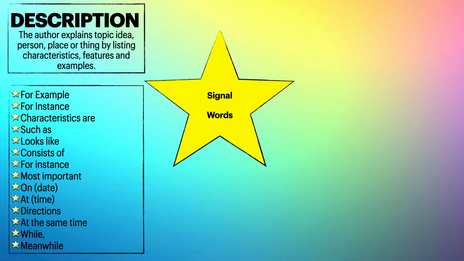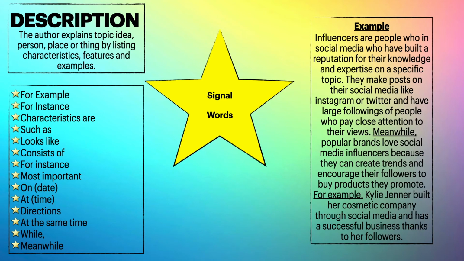Now, here's an example where the author describes influencers and what they do. Influencers are people who in social media have built a reputation for their knowledge and expertise on a specific topic. They make posts on their social media like Instagram or Twitter and have large followings of people who pay close attention to their views. Meanwhile, popular brands love social media influencers because they can create trends and encourage their followers to buy products they promote.